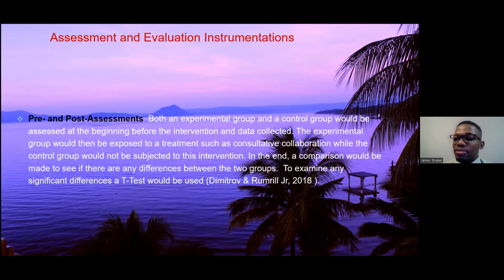Maybe the intervention lasts 2 weeks, 3 weeks, 1 month. And then after that period is finished, we do a post-test. And then again, we compare the two results to see if the means are statistically different. Typically with this design, we use the inferential statistic t-test, which allows us to ascertain if two means are statistically significant. And so that's the essence of the pre and post test approach.